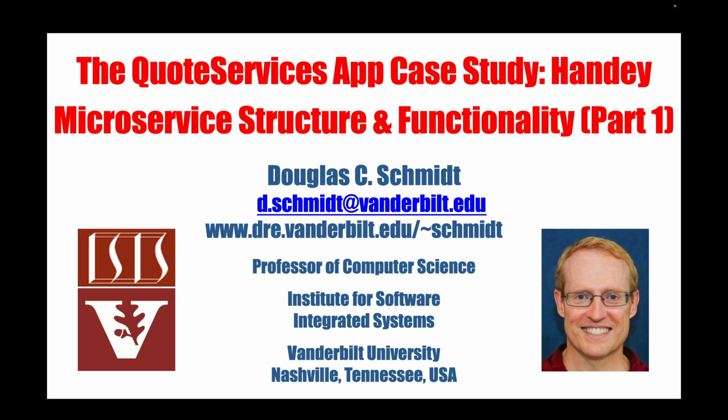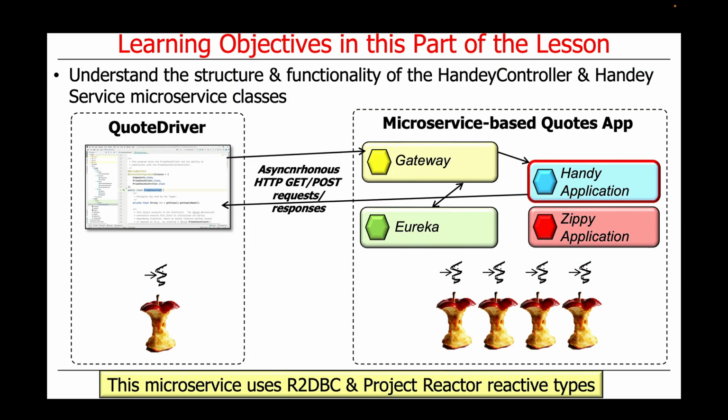So now that we've talked about the common portions of our QuoteServices app case study, let's start digging deeper into the various microservice implementations. And we'll start first with the Handey microservice structure and functionality. This particular part of the lesson has two parts to it. The first part will give you an overview of the structure and functionality of the HandeyController and HandeyService microservice classes, which use the R2DBC and Project Reactor reactive types. And then we'll talk about the repository part next.